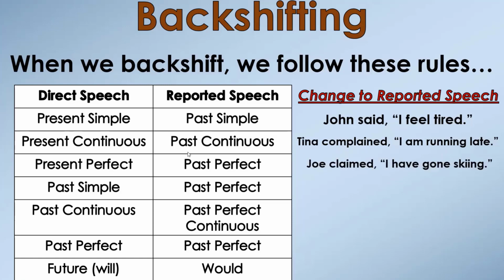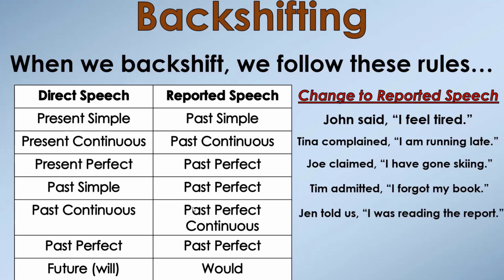For the present perfect, Joe claimed, "I have gone skiing." We change to the past perfect. Joe claimed he had gone skiing. For the past simple, Tim admitted, "I forgot my book." We change to the past perfect. Tim admitted he had forgotten his book.